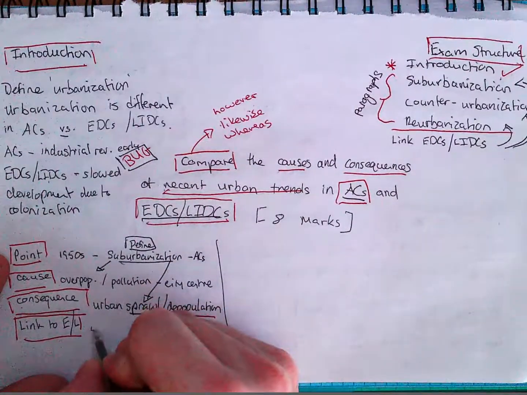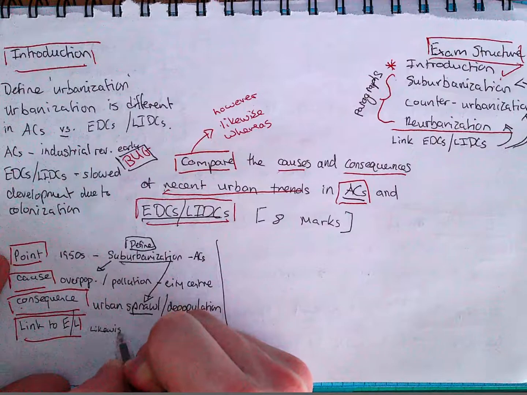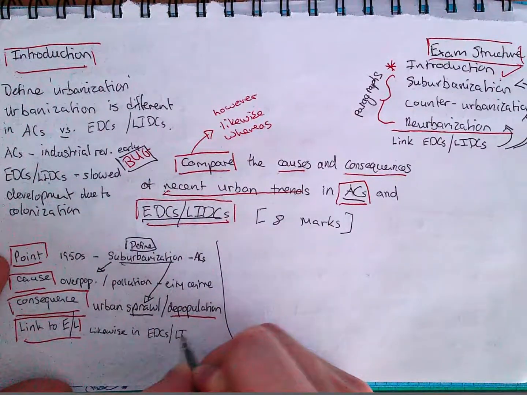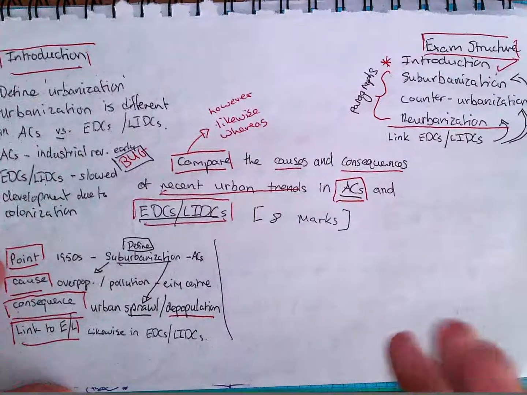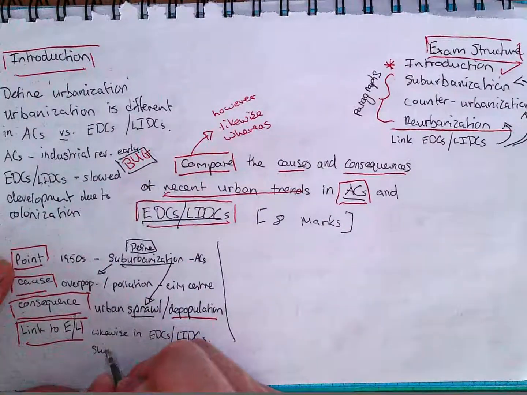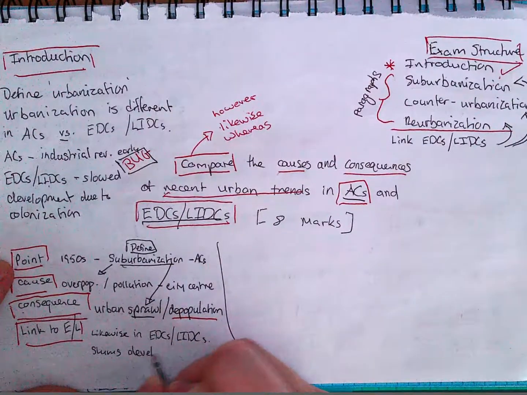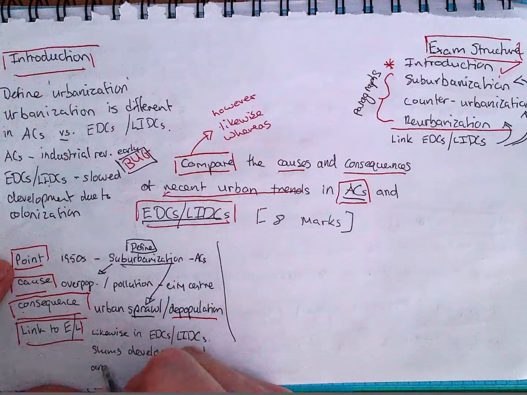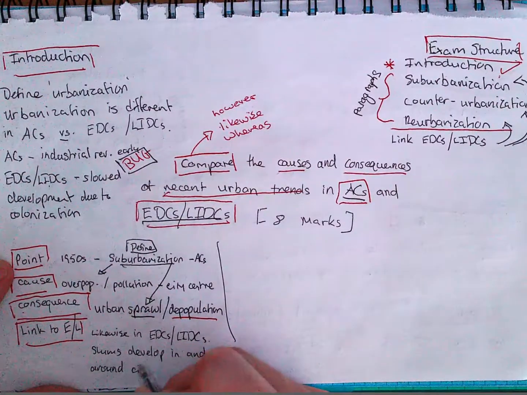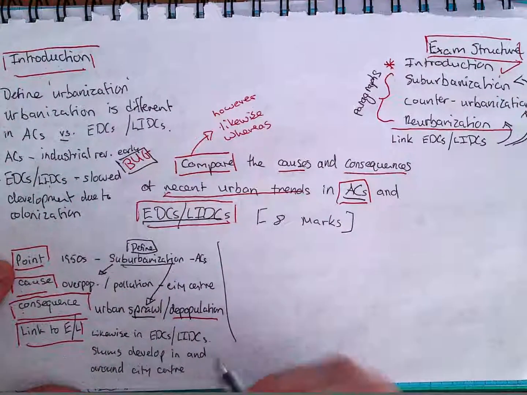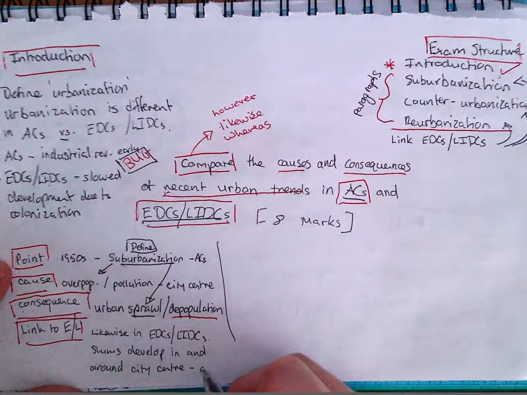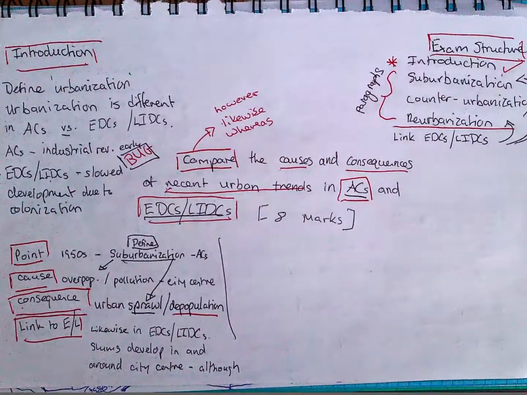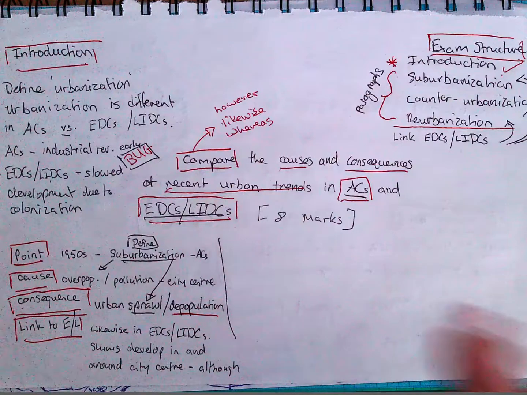So you could say, likewise, in EDCs and LIDCs, there's this similar trend of slums developing in and around the main city center. But you're going to have that little kind of difference as well. Although, another comparative for us, really good. Although there was much more poor quality of life than in the suburbs.